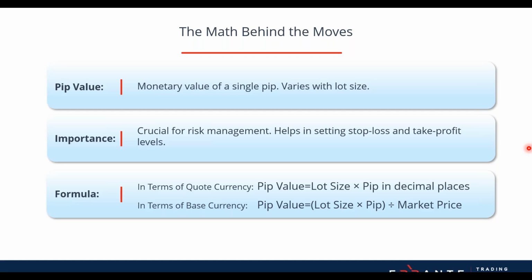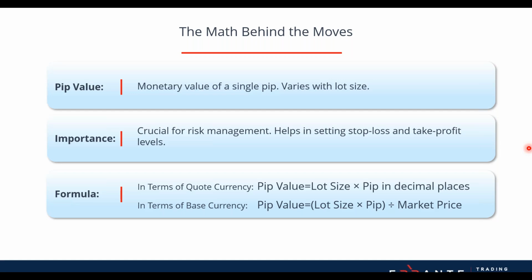Thank you. So let's continue with the math behind the moves. As we continue to unravel the mechanics of forex trading, let's focus on another critical element that can make or break your trading strategy, the pip value. Pip value is the value of a one pip move in a particular currency pair. It's essential for setting your risk parameters and stop loss levels.